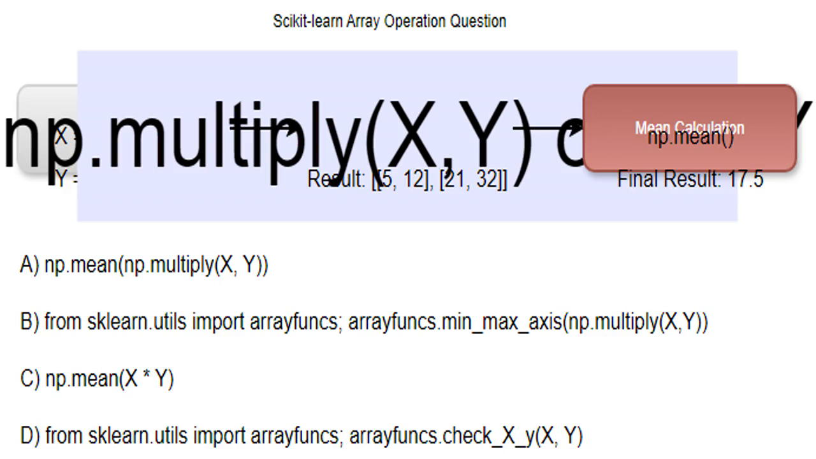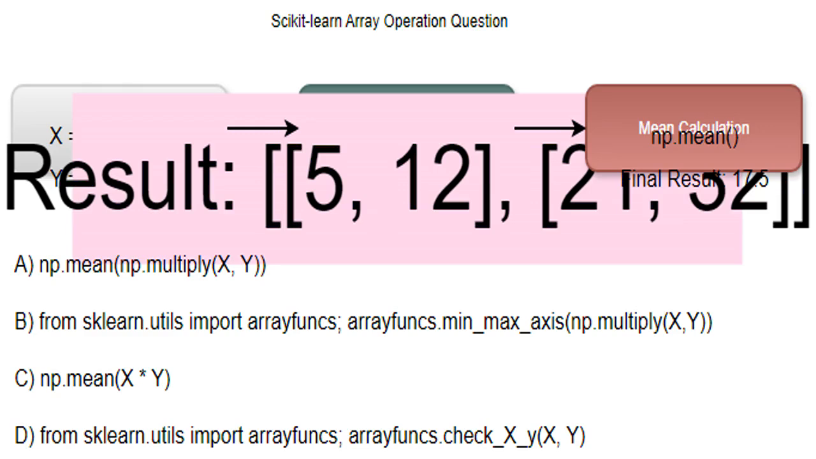NumPy, N-P-Y, a powerful Python library for numerical computing, provides two equivalent ways to achieve element-wise multiplication. np.multiply(x, y), or the simpler x * y. Both methods accomplish the same task, which is multiplying individual array elements.